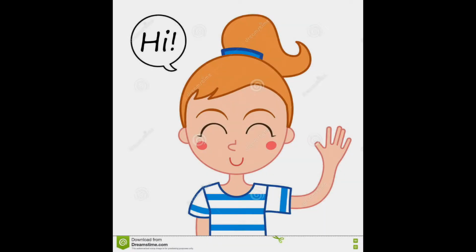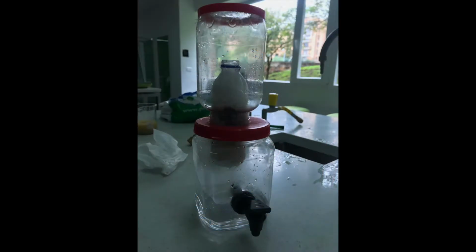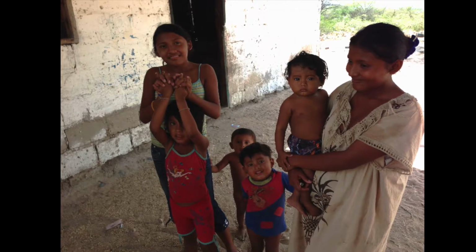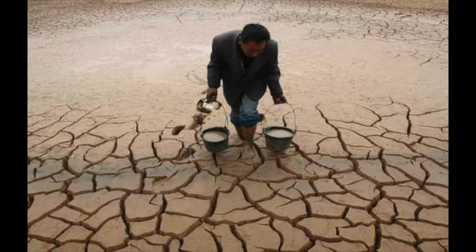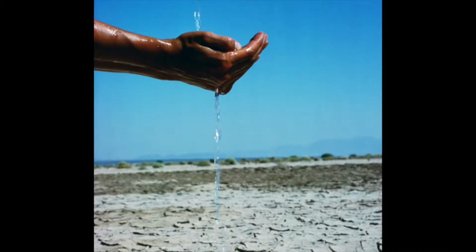My name is Arlea, and I'm going to talk about my water filter. I made it because most problems in the world are because of a lack of potable water. For example, in La Guajira, the water is contaminated and is making kids and adults sick. They don't have many resources and they could possibly die.